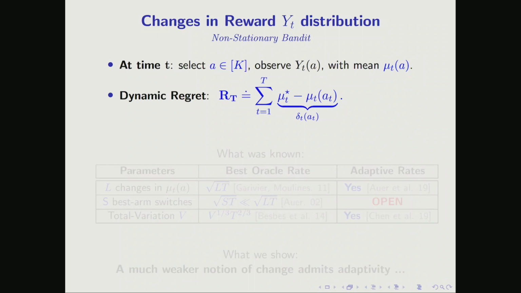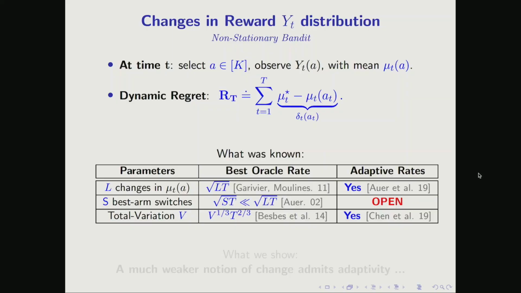And the dynamic regret, here A_t just means the action we picked at time t, and we're comparing it to the best mean reward at time t. So this is a very tough quantity to try and compete against. The whole difference, I call it delta t of A_t. This problem has been studied quite a bit, and what I'll go over is what was known.